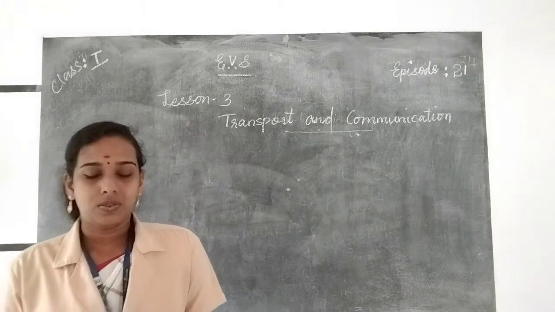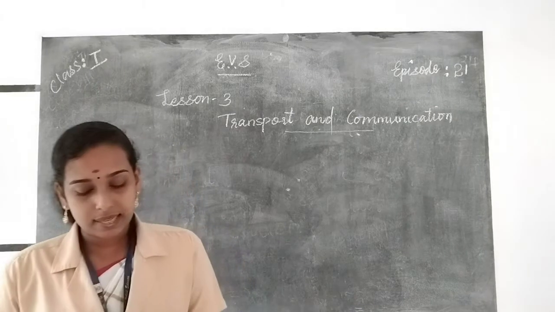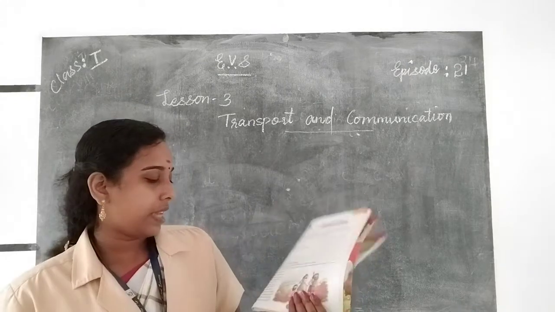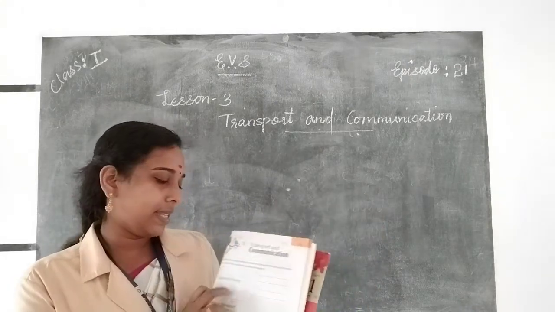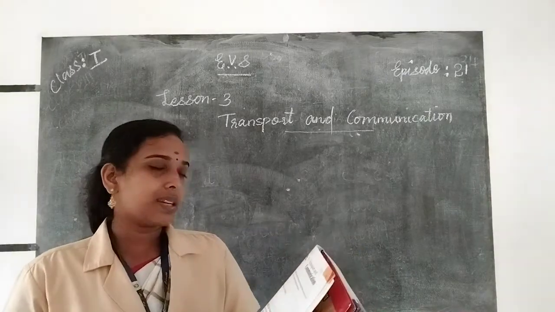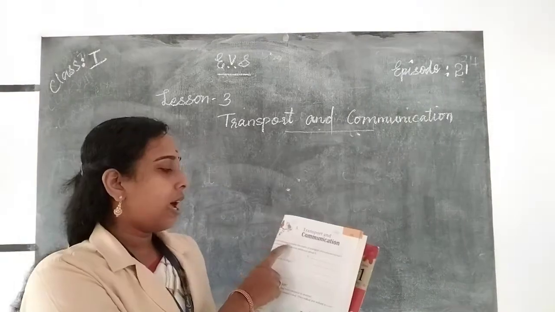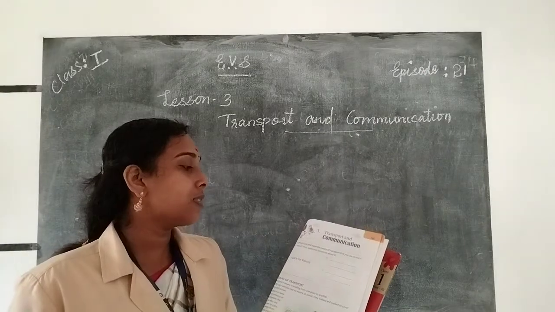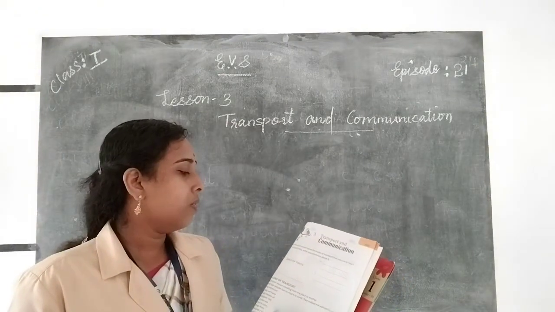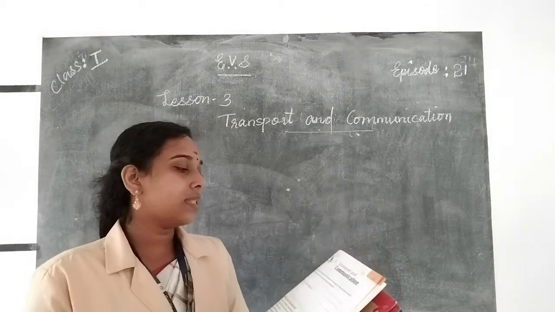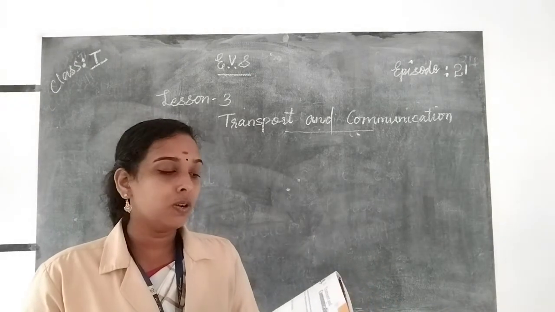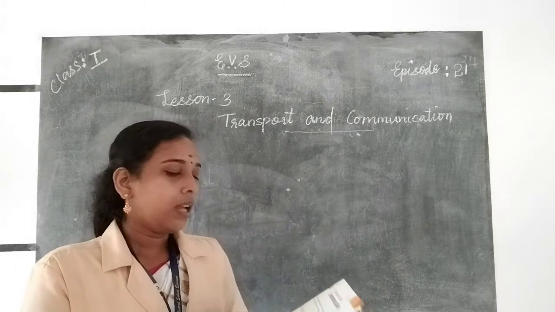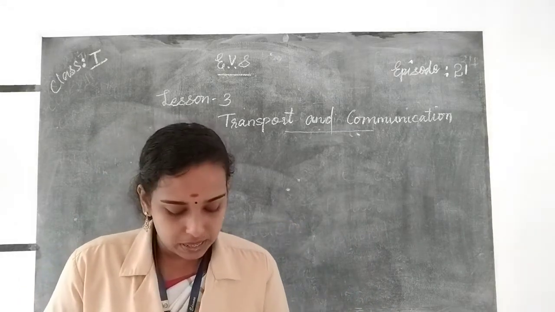So now let's start our lesson, transport and communication. In your textbook, page number 119, here is the startup section. Read the question, paste the picture and name the means of transport that you use to reach your school. Also write 2 sentences about it. Then post the picture here. The first question is means of transport.